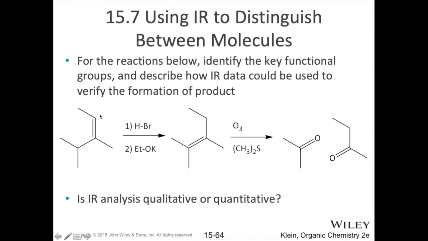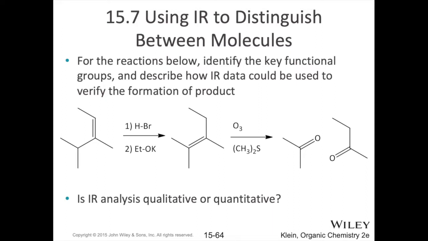Well, over here, we're going to have a carbon-hydrogen stretch that will show up above 3000 wave numbers because it's attached to an sp2 carbon. What about over here? Well, this alkene is tetrasubstituted, so we don't have any hydrogens here. So that carbon-hydrogen stretch above 3000 would disappear, and that would show that we've made this product.